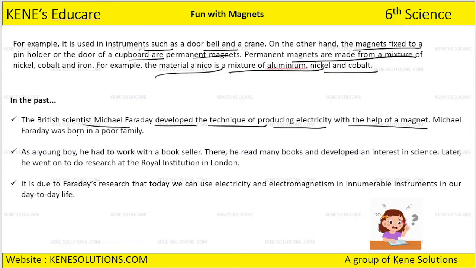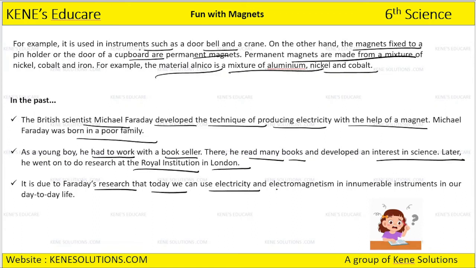And Faraday was born in a poor family. As a young boy, he had to work with a bookseller. There, he had read many books and developed an interest in science. Later, he went on to research at the Royal Institution, London. It is due to Faraday's research that today we can use electricity and electromagnetism in innumerable instruments in our day-to-day life.